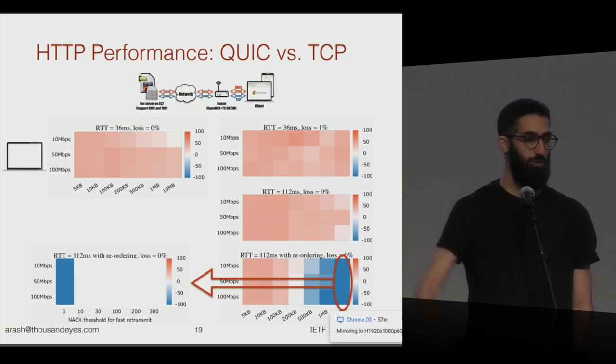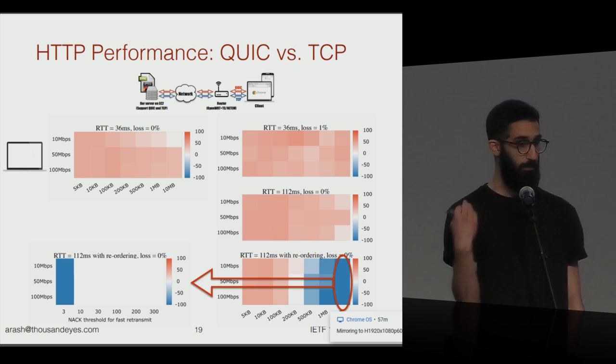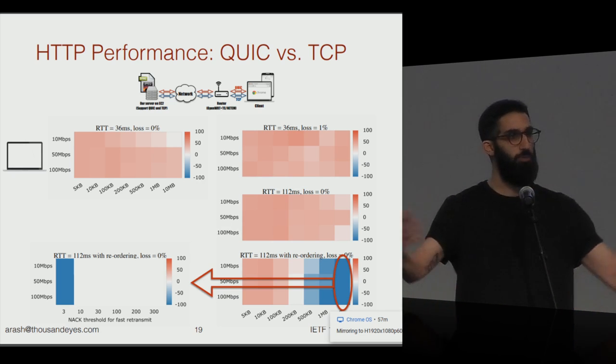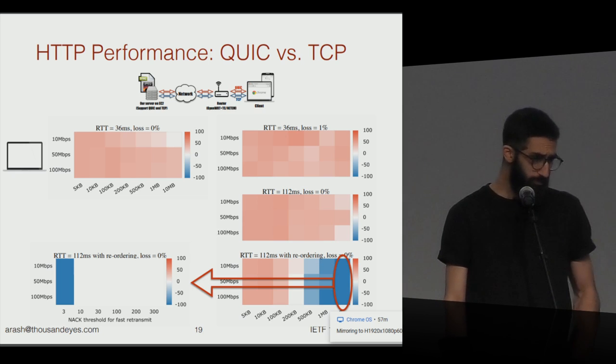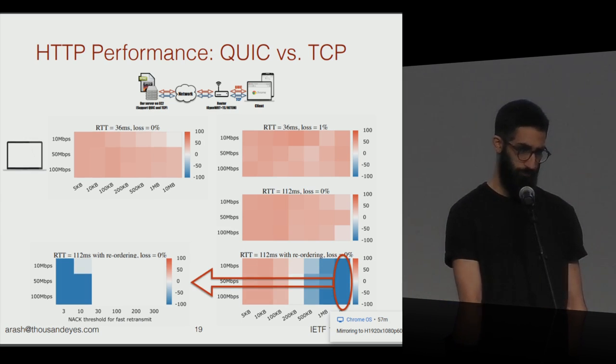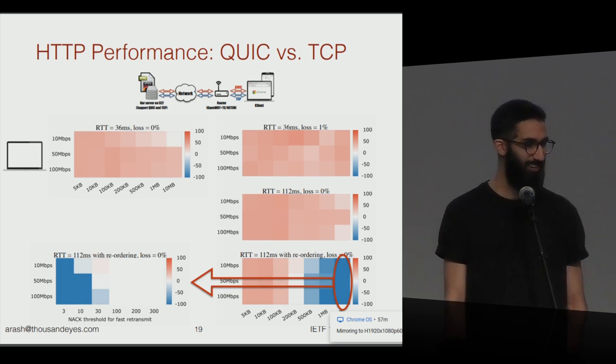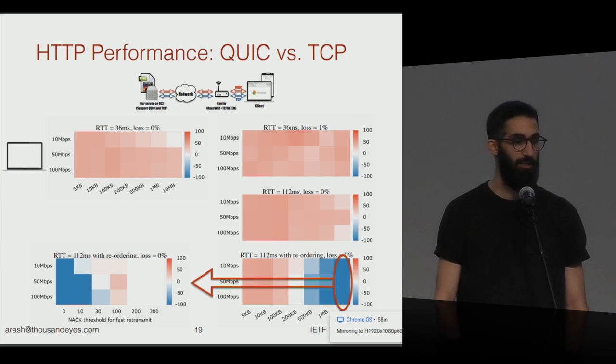The default NAC threshold for Quick was 3. I'm looking at the example when we're downloading a 10 megabyte object, so it's a big object, a sizable transfer. We wanted to see if Quick can benefit from the same mechanism as TCP, so we started playing with the NAC. There's a big latency between my clicker and the slide. And we saw that as we increase the NAC, Quick's performance actually gets better.